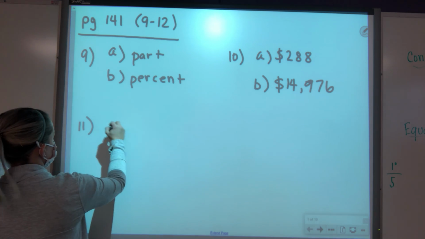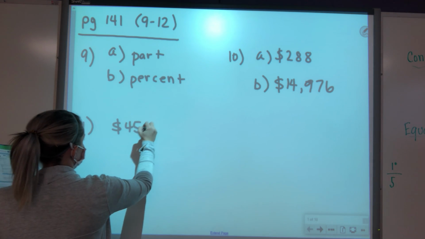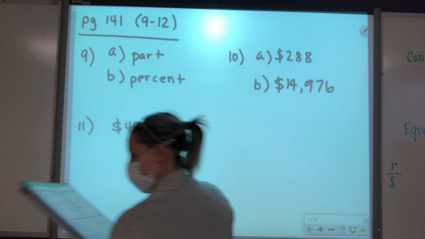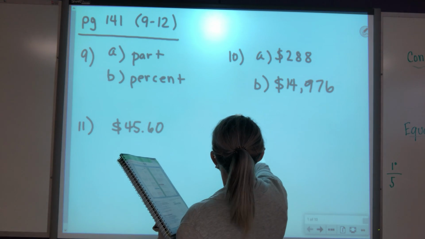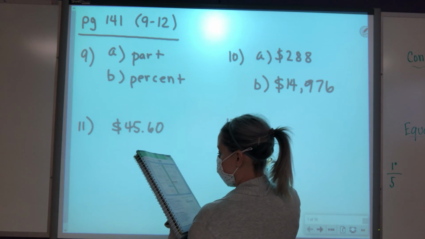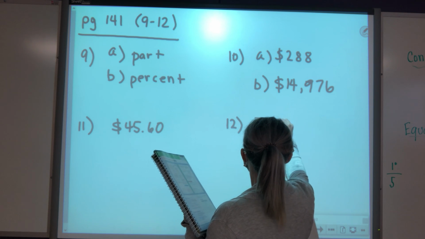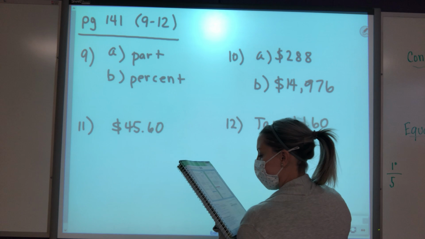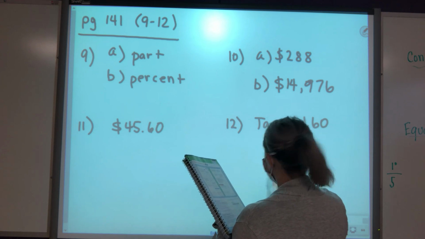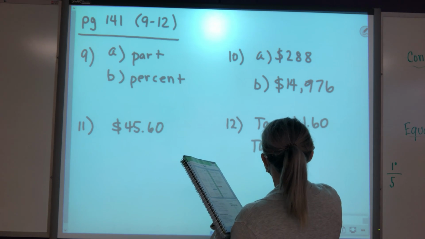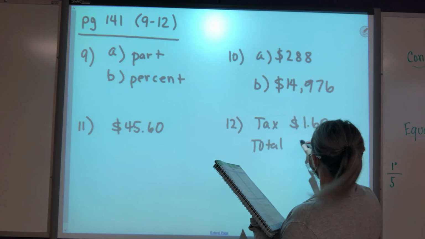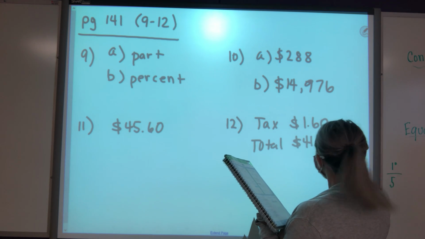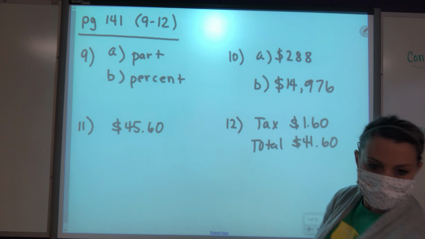For number 11, $45.60. And then for number 12, the tax is $1.60. So then the total would be $41.60.